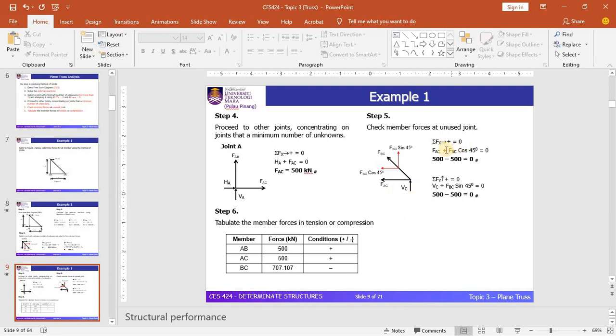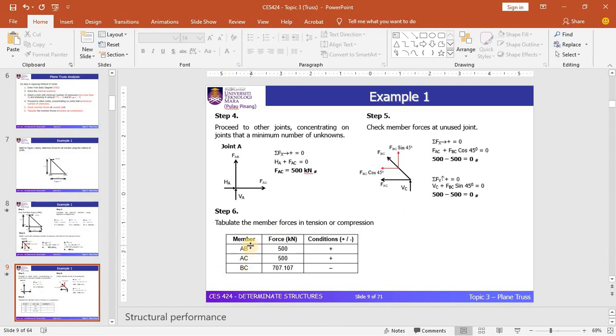So by looking at the solution, you can see the summation of force in the horizontal direction. We already found the values of FAC and FBC, so just simply substitute the values into this equation. You can see that the summation of force in the horizontal direction is equal to 0. Similarly, for the summation of force in the vertical direction, you can see that it is equal to 0. And finally, you can tabulate all the internal force values in the table.